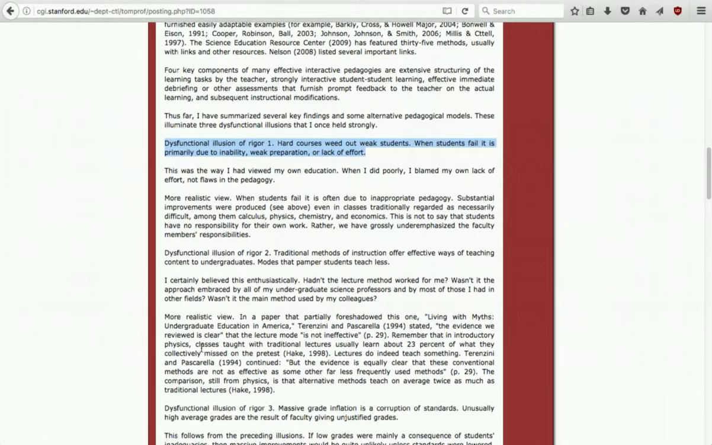Remember that students in introductory physics classes taught with traditional lectures usually learn about 23% of what they collectively missed on the pretest. Lectures do indeed teach something, but the evidence is equally clear that these conventional methods are not as effective as some other far less frequently used methods. The comparison, still from physics, is that alternative methods teach on average twice as much as traditional lectures. So we're talking active learning, many methods, clickers, things like that, that enable students. Going back to the 80s, Dr. Bloom talked about tutoring, moving the grades of students 2 standard deviations forward.